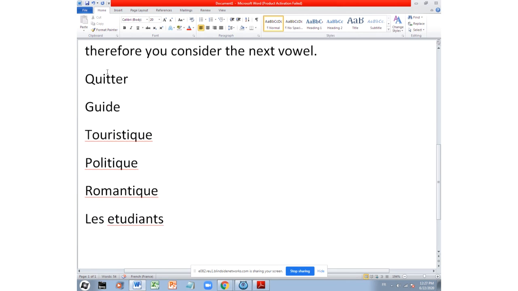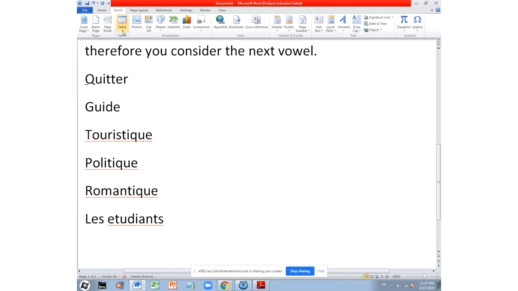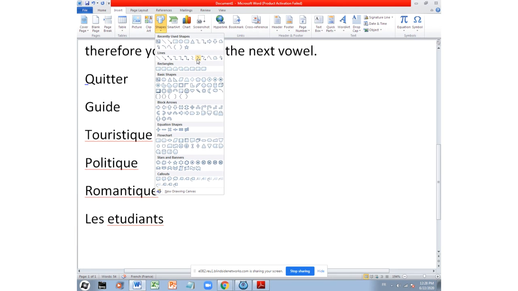Let me see if I can find that. Just a minute. Looking for a symbol.